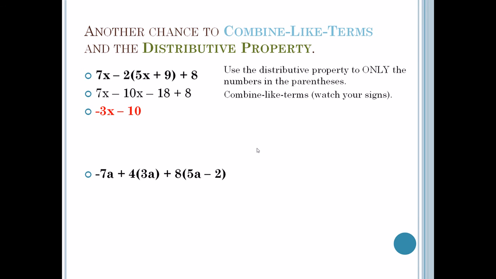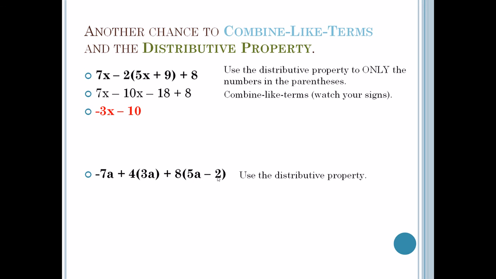All right, let's do one more together. Oh yeah, I added something else to it. We have a's this time. Negative 7a plus 4, parentheses, 3a, and that parentheses means multiply, plus 8, parentheses, 5a minus 2, parentheses. Would I use the distributive property here or here? Well, as a reminder, the distributive property is used only on an expression, so we can only use it here.